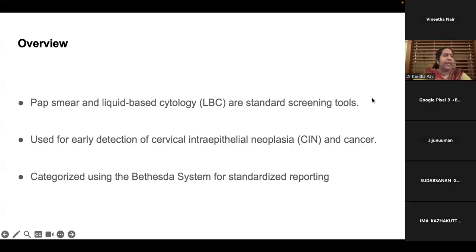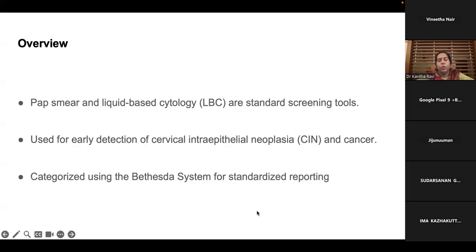Though it's easily available, it doesn't cause any pain, no difficulty, people are not willing. But now the common man has become very much aware, and they all are doing this Papanicolaou smear. And in all the centers, especially in all the private centers and government hospitals, liquid-based cytology is now also introduced, which gives more clarity to the cytology smears, more accuracy to the cytology reports.